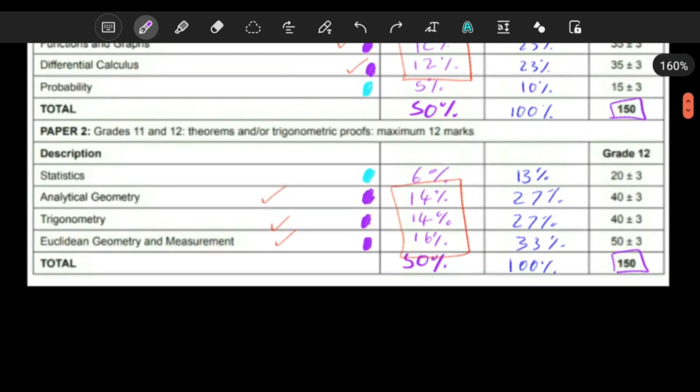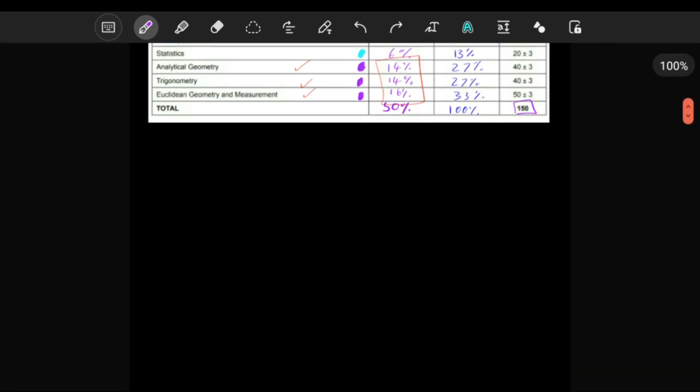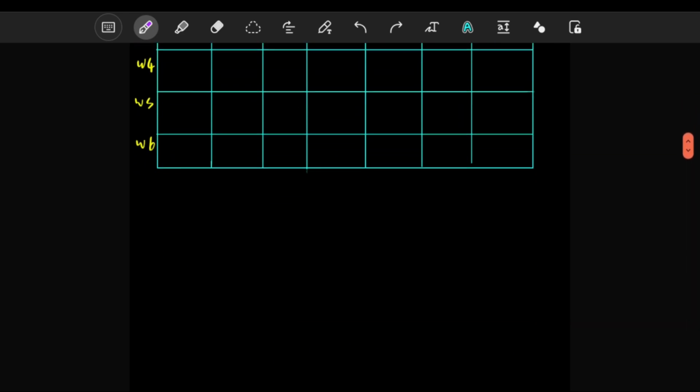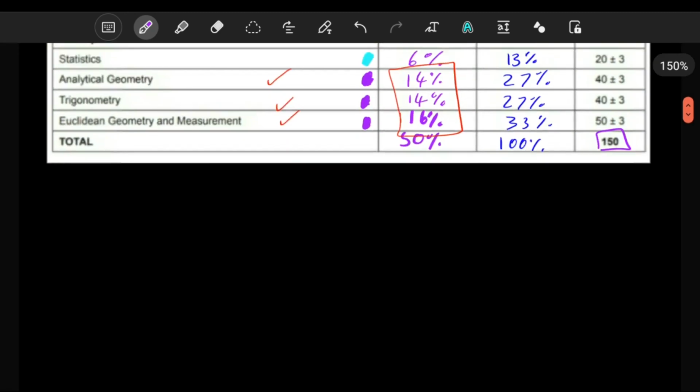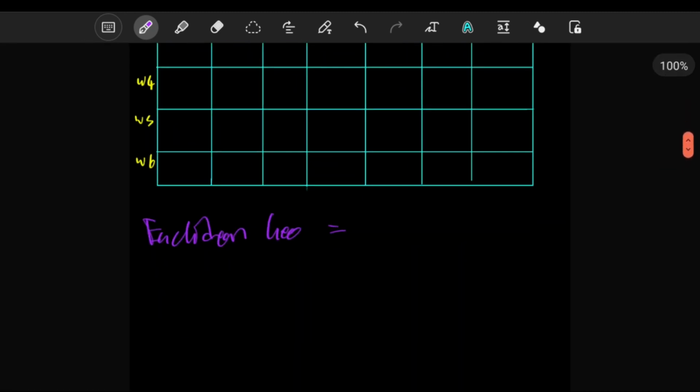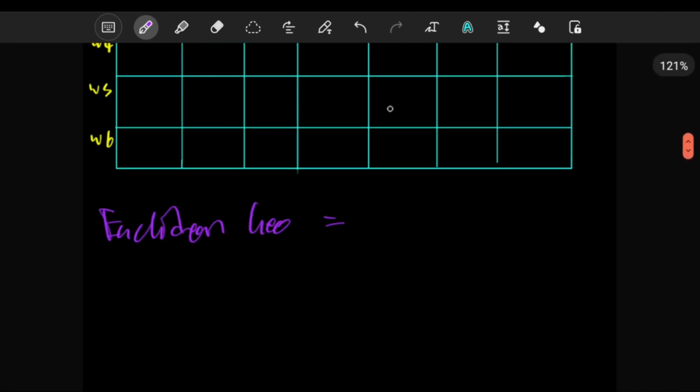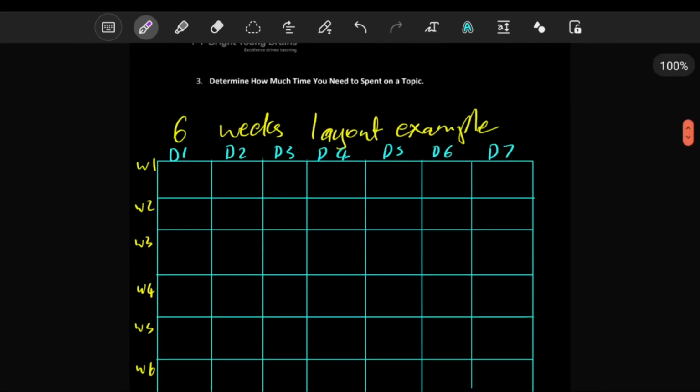Let's start off with Euclidean geometry. So what we know is that Euclidean geometry is going to contribute 16% to your entire mark. So what you need to remember is that Euclidean geometry needs to take up 16% of these 6 weeks.